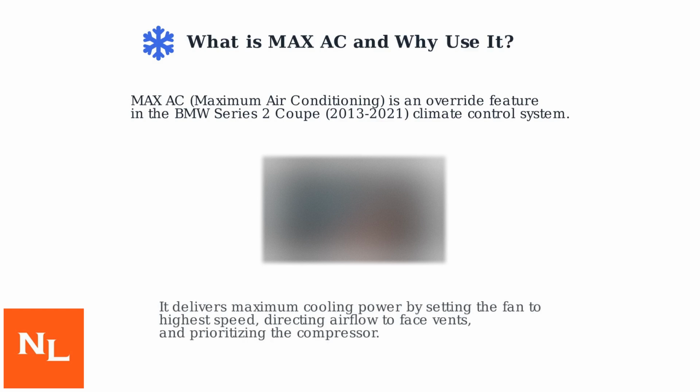When you activate Max AC, it sets the fan to maximum speed, directs air to the face-level vents, and prioritizes the compressor for rapid cooling. The compressor diagram shows how refrigerant flows through the system under high pressure. Use Max AC for quick cabin cooling in extreme heat when you need immediate relief from high temperatures.